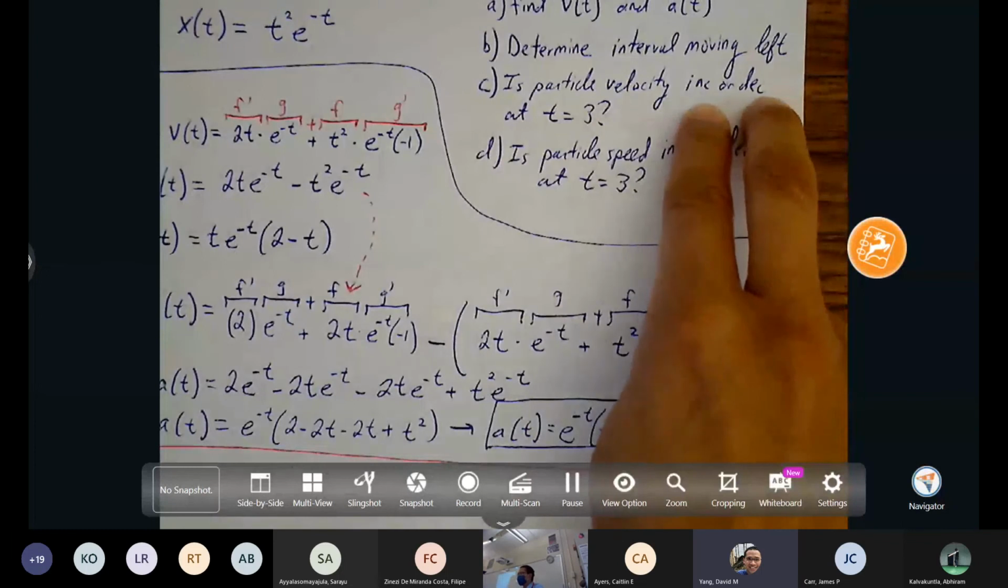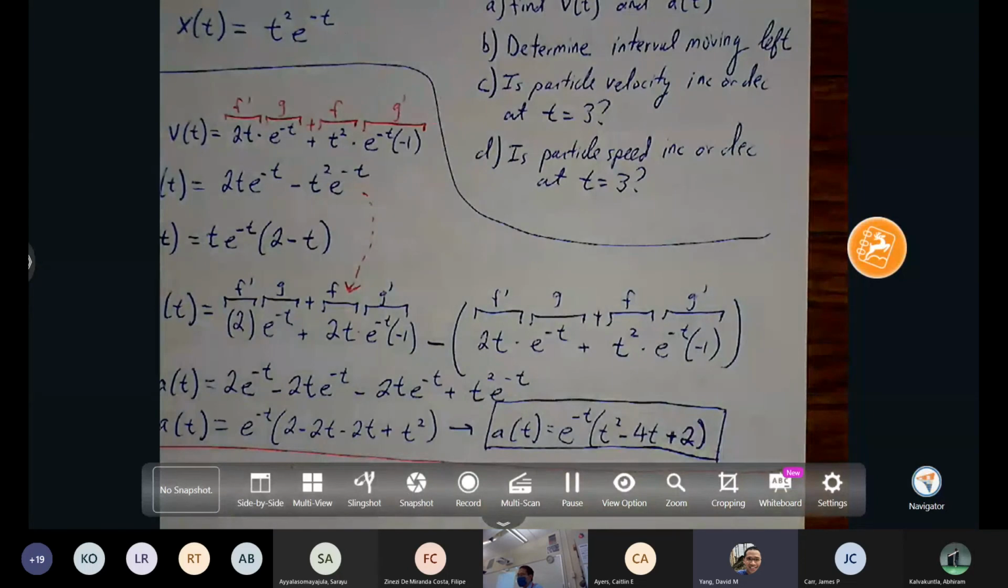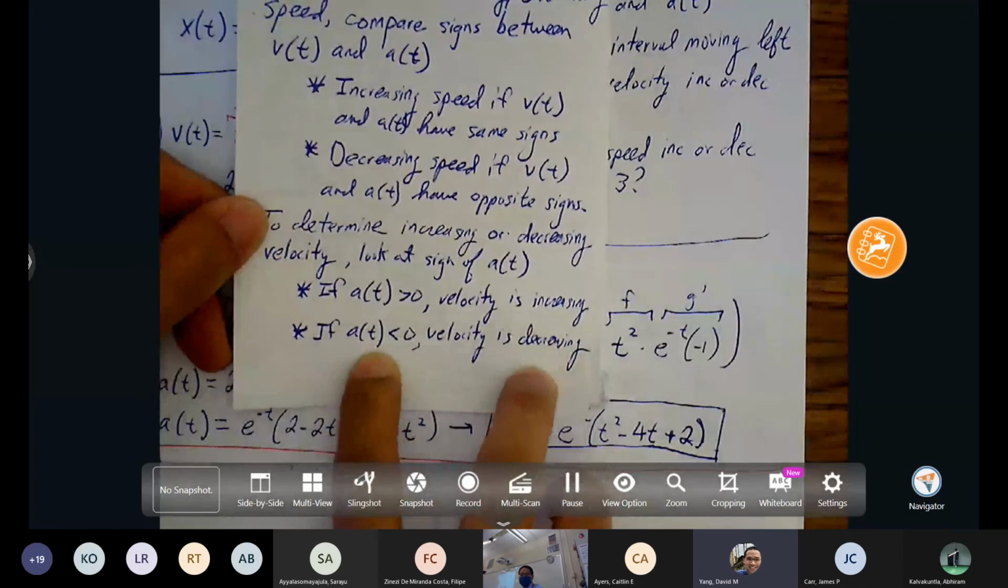If that was the case, then it'll be straightforward. Then you just plug in, find the velocity. But you see the word increase, decrease, that changes things. That's talking about the rate of change of velocity, and that's acceleration. So we just look at acceleration. So if acceleration is positive, my velocity is increasing. If acceleration is negative, then velocity is decreasing.